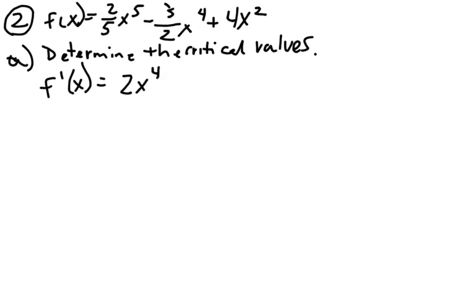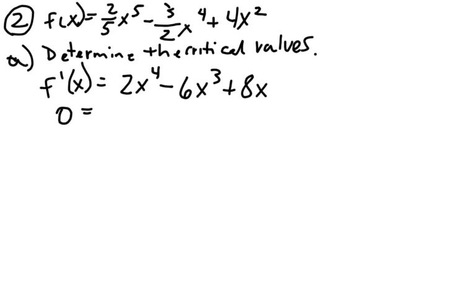x to the 4th. Now 4 times 3/2 is 6, x to the subtract 1 from the power 3rd, plus 2 times 4 is 8, subtract 1 from the power, that's x to the 1st. So there's my first derivative. I'm going to set it equal to 0. This is a polynomial. It's not undefined anywhere, so we don't need to worry about any undefined values. It's defined for all values of x.